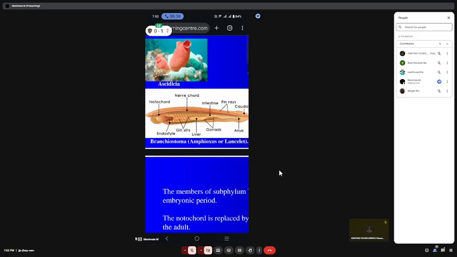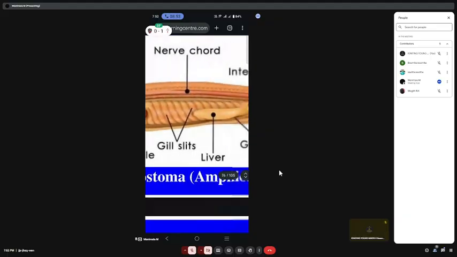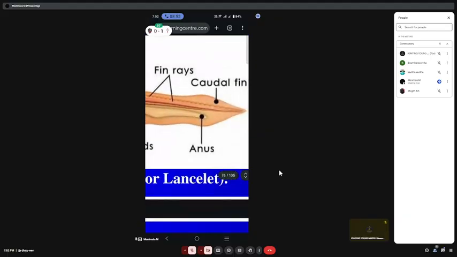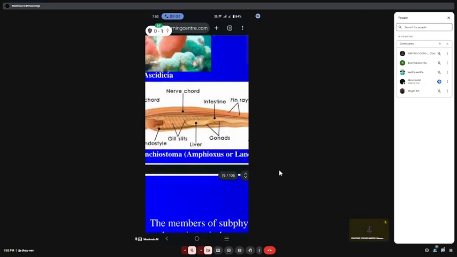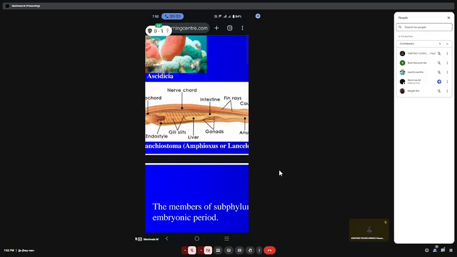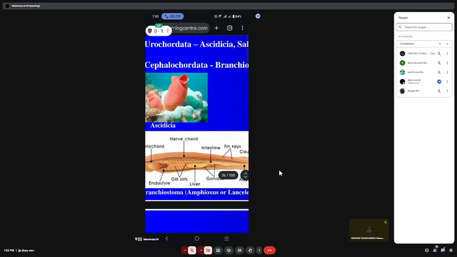All the fundamental chordate characters are retained throughout life. The notochord extends from the posterior end to the anterior end. If you check, from the posterior end till the anterior end the notochord will be present. And in Cephalochordata, the heart is absent. So that is Cephalochordata.